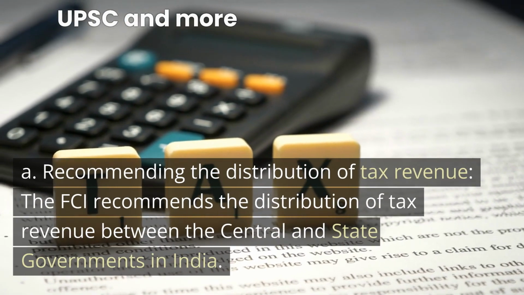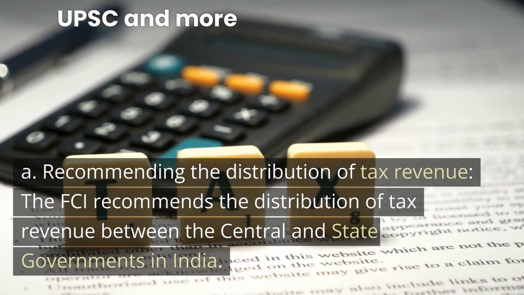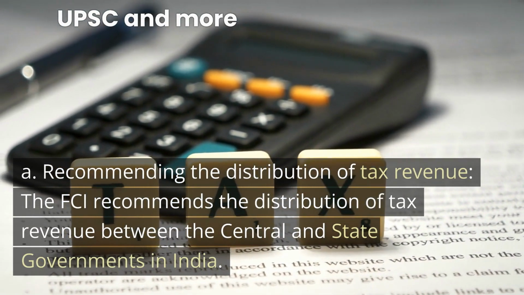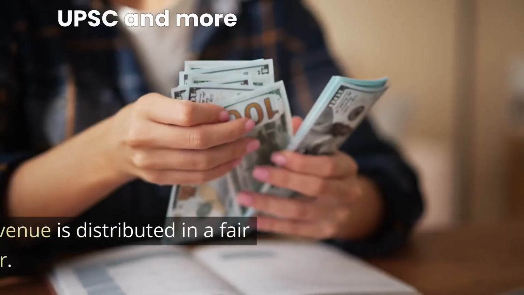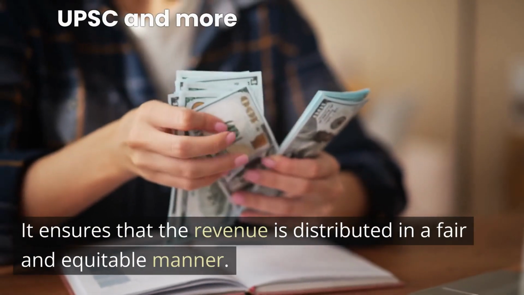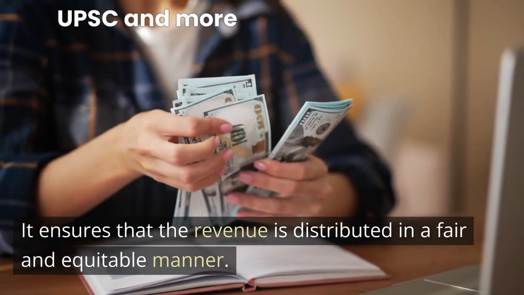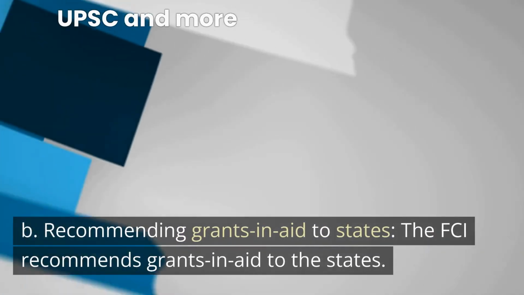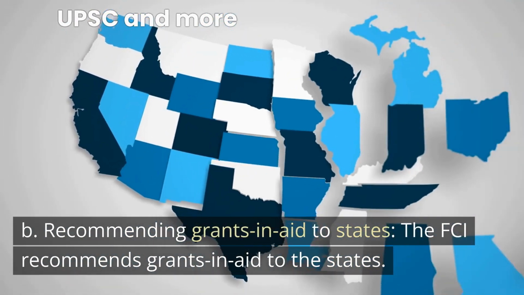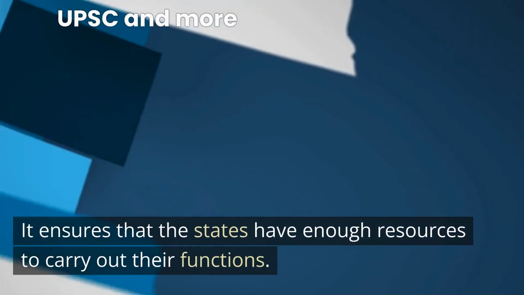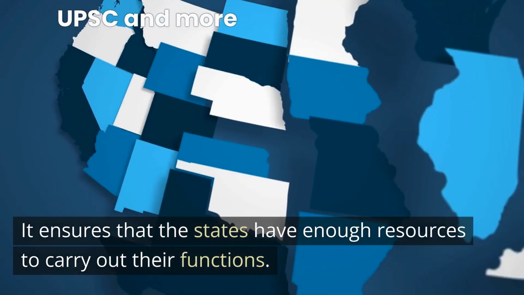A. Recommending the distribution of tax revenue. The FCI recommends the distribution of tax revenue between the central and state governments in India. It ensures that the revenue is distributed in a fair and equitable manner. B. Recommending grants and aid to states. The FCI recommends grants and aid to the states. It ensures that the states have enough resources to carry out their functions.